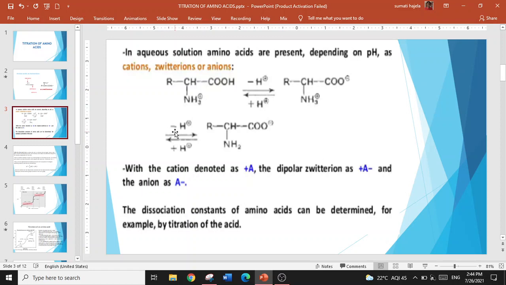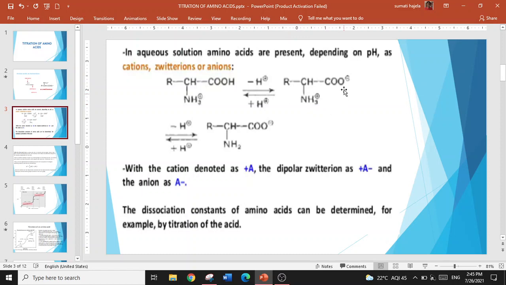If we increase the pH, then what will happen? On addition of OH, this will lose a proton, and this species, this NH3, will lose protons, as a result of which the net charge on this molecule will be negative.